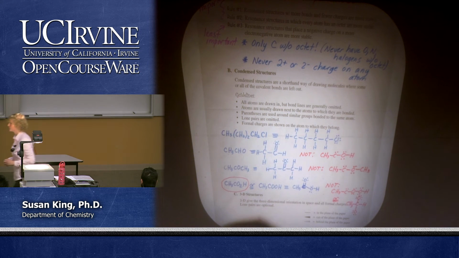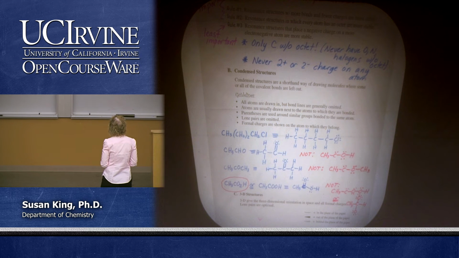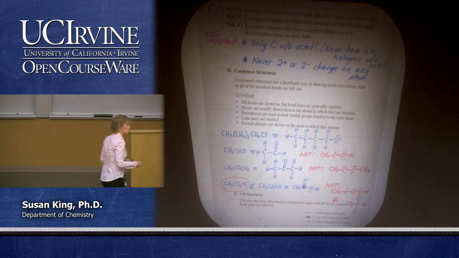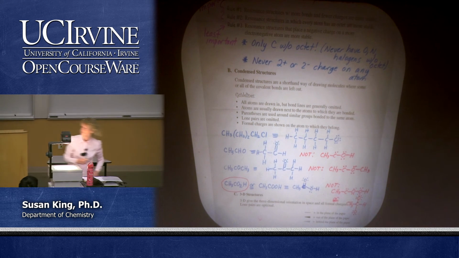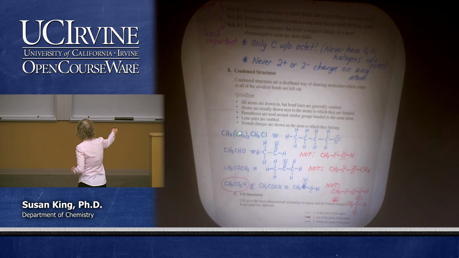Yes? I don't put the last C for this top one here. Which one? Here? Yeah. How come you don't put the last CH? 1, 2, 3, 4. 1, 2, 3, 4. Yeah, but how come you don't condense it with the CH2 in the parentheses? Or do you just write that?